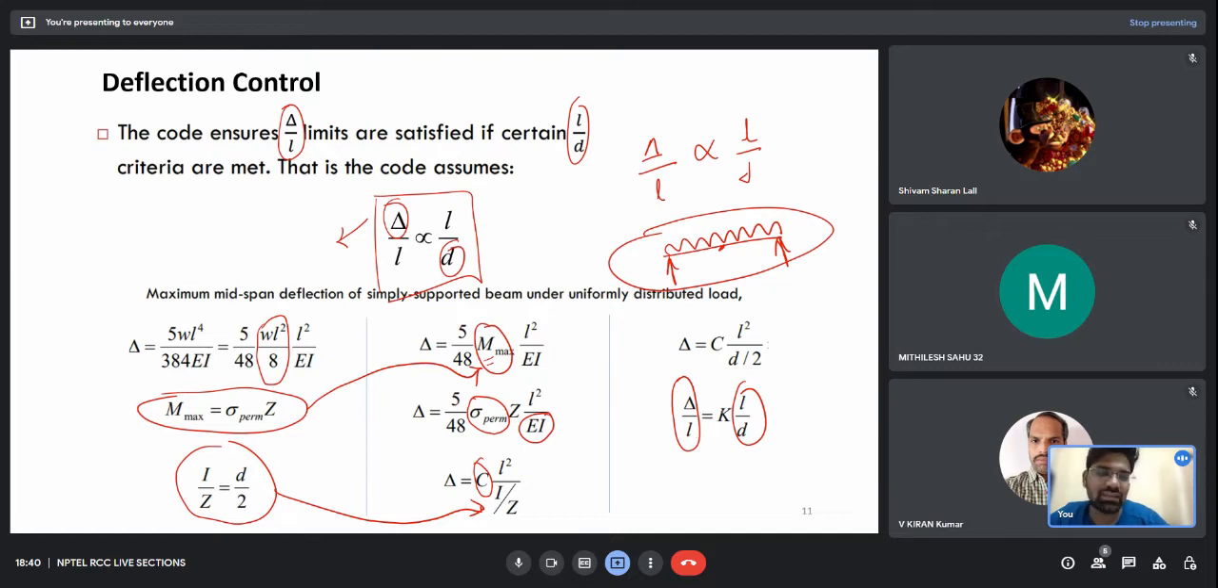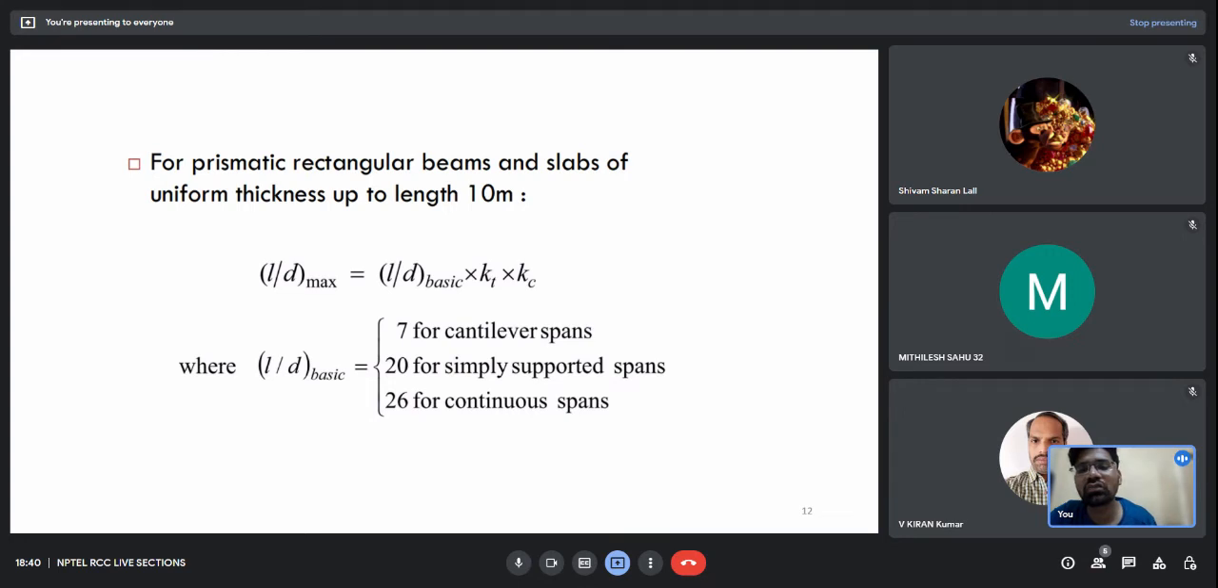Okay, L you can cancel, but that is fine, don't cancel it. So the deflection is always specified in this format. So why this format? This format comes out of all these formulas. Okay, is that fine? So now let's see. This was just to make you familiar with L by D and delta by L.